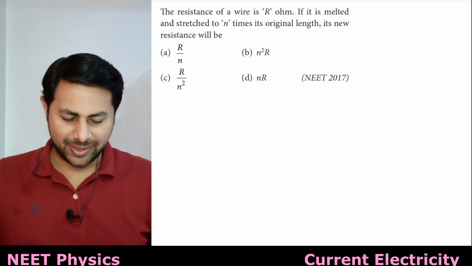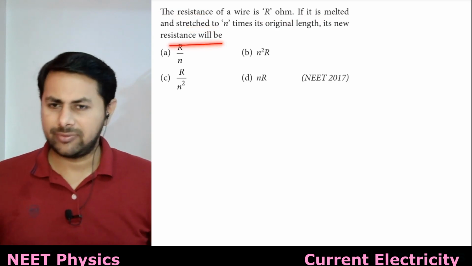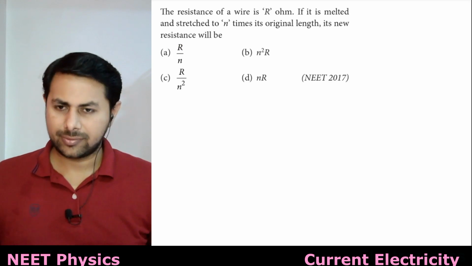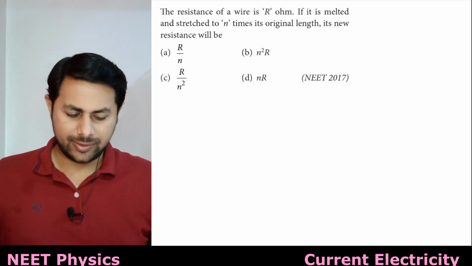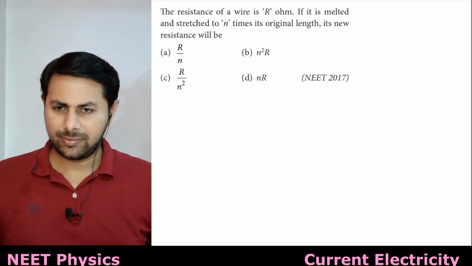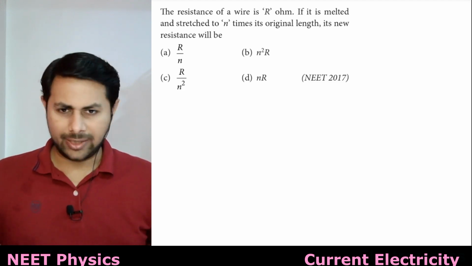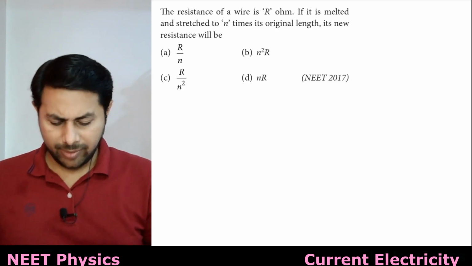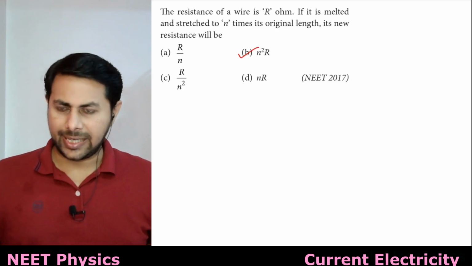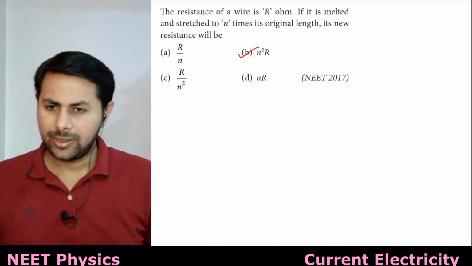The resistance of a wire is R ohm. If it is melted and stretched to n times its original length, its new resistance will be? Tell me. If it is stretched, what will be its new resistance? If the wire is stretched n times, it's option B, n square R. Good. Just remember this: if a wire is stretched n times, its new resistance will be n square times R. How is it so?